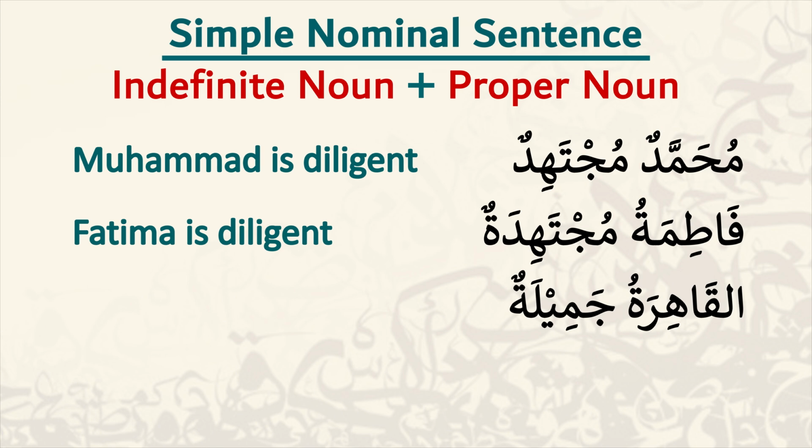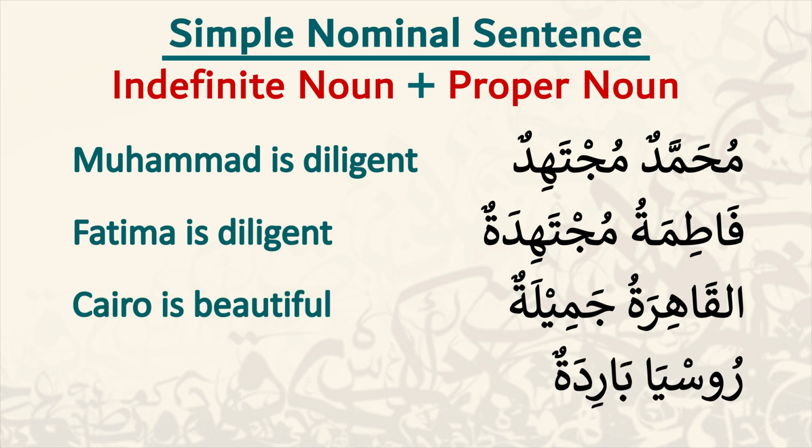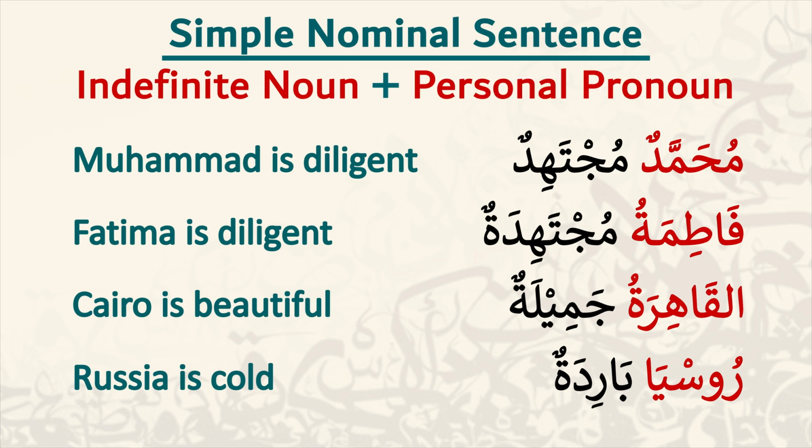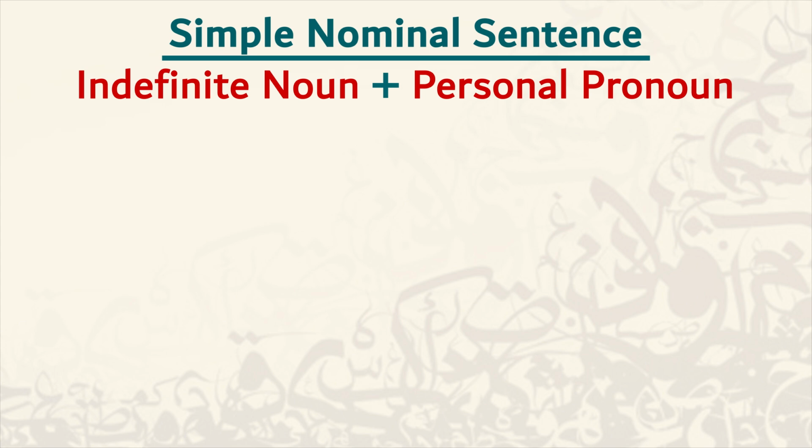القاهرة جميلة. Cairo city is beautiful. روسيا باردة. Russia is cold. In all these examples, the subject is a proper noun. The subject also could be a personal pronoun because pronouns are definite by default, as we know.